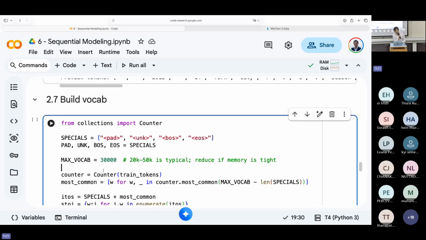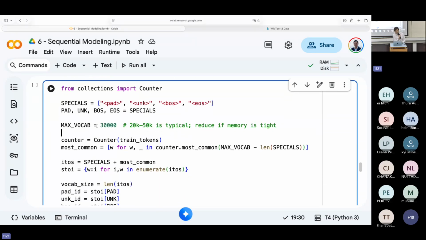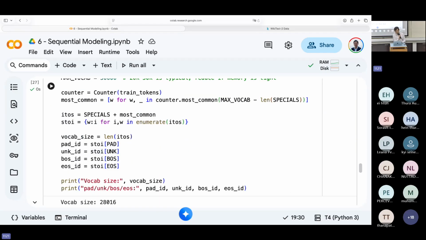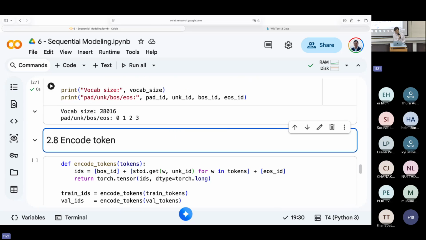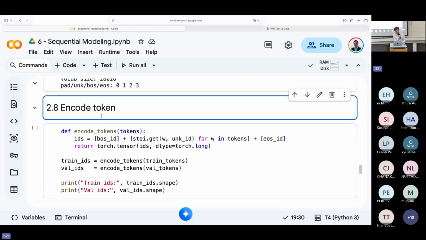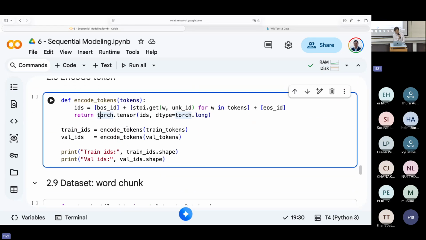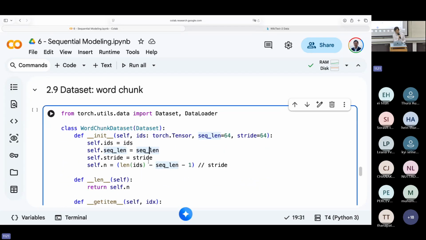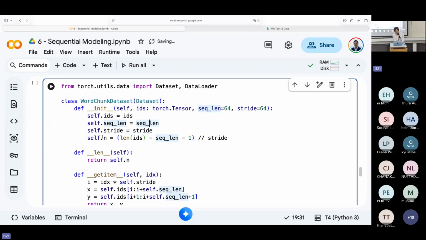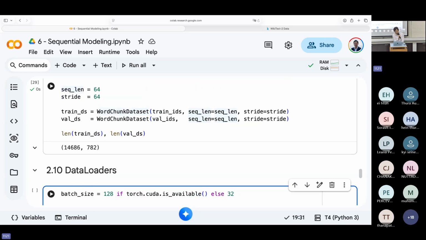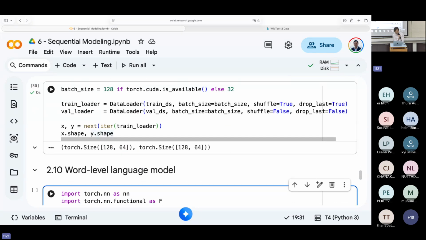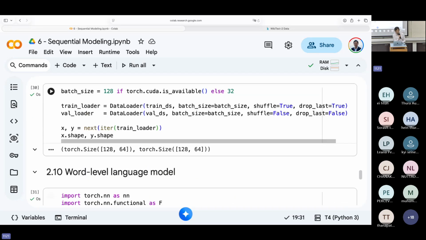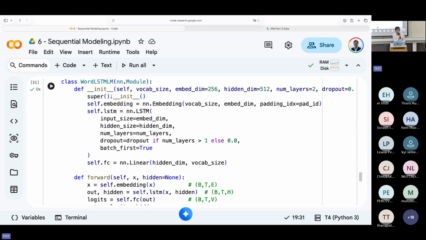Okay, and this is the token that we use. Vocab size is 28,000 words. Then we encode the token. And then these are, again, word chunks. Let's just train the model. Okay, word level language model here.